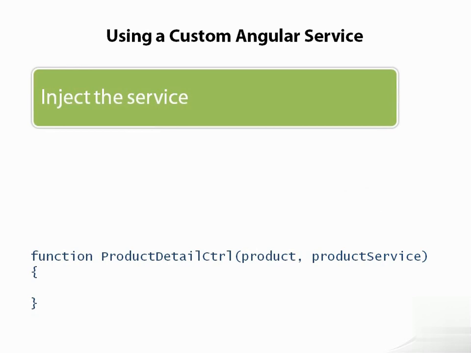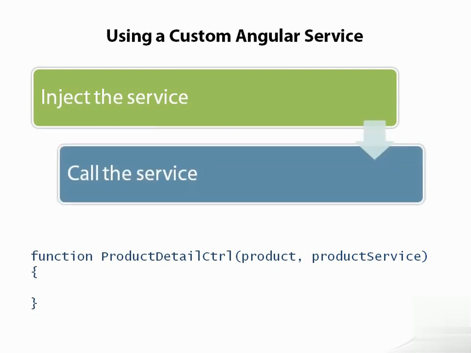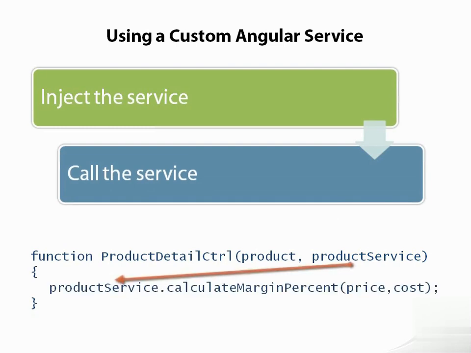Since we have already registered the service with the application, Angular can locate the service and pass in the singleton reference to that service. You can then use that reference to call the service methods or access its properties, like this. Easy as that. You can use these same steps to access a custom service in another service as well.